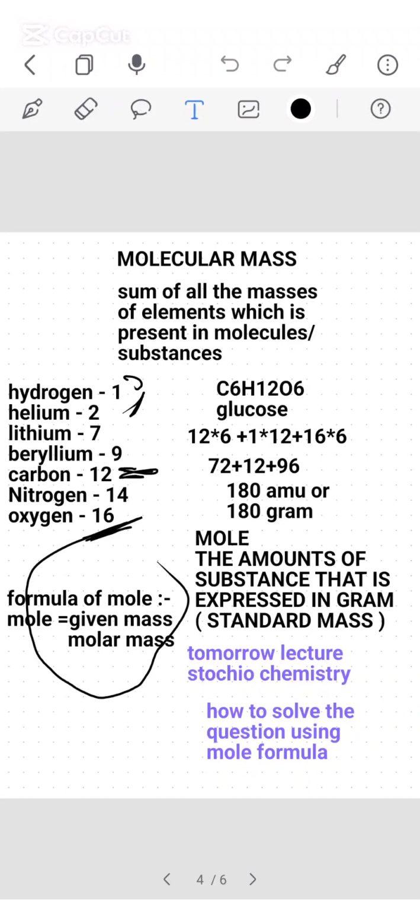Hello everyone, welcome back. In yesterday's class, we discussed molecular mass and atomic masses, and I told you how to take out the molecular mass of glucose and sodium and all those things. I also told you the mole definition and mole formula, and that in the next class we'll be discussing how to solve questions using the mole formula and what stoichiochemistry is. It's a very simple definition. So without wasting any time, let's start.